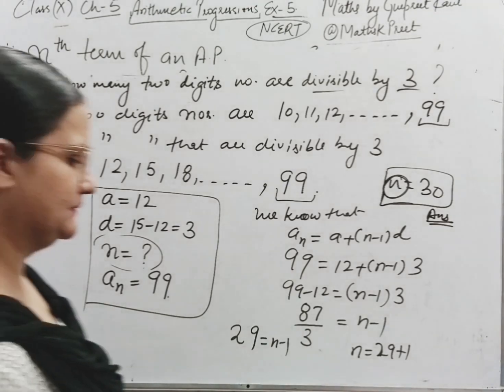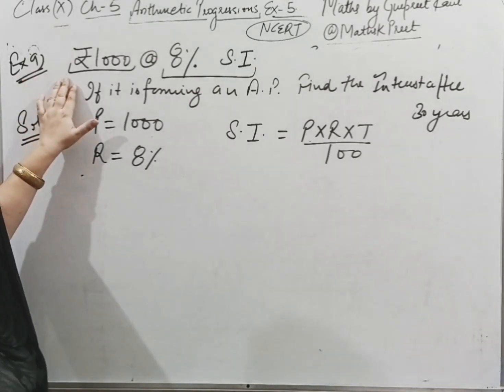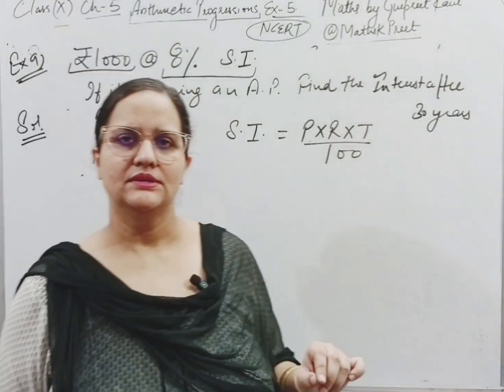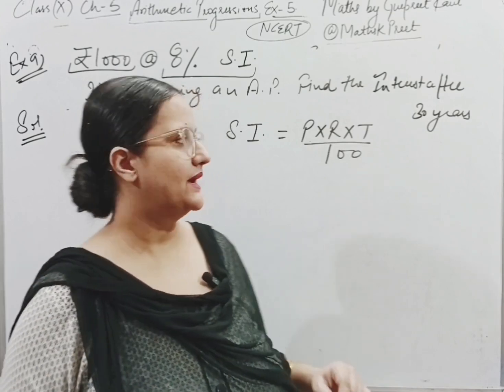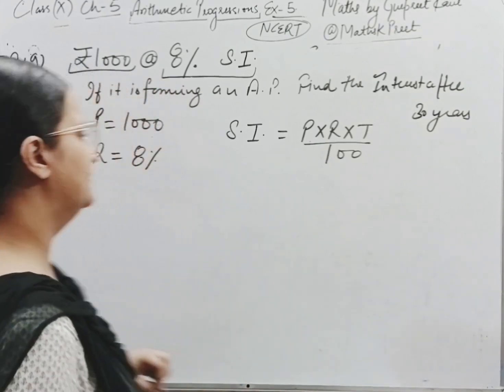Let's see the next one. So this is example number 9. This is the principal value and this is the rate of interest, and it is asking whether this is forming an AP or not when we calculate for the next years, and if yes, then we have to find the interest for the 30th year.